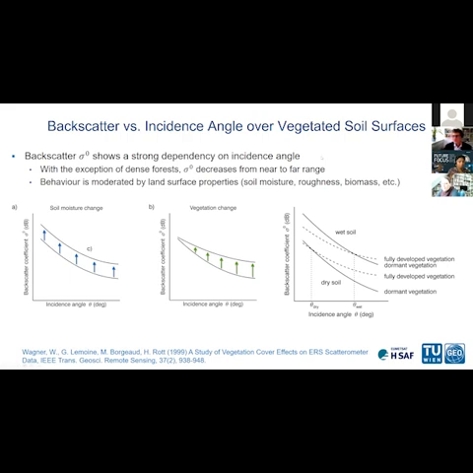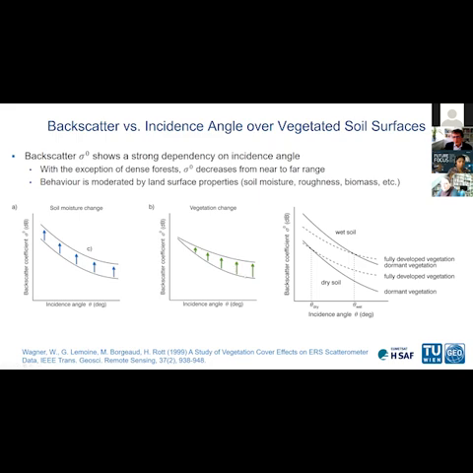So what does a typical backscatter signal over land surfaces look like with incidence angle? If we have a particular point over the land surface, backscatter typically decreases with incidence angle, coming from near range to the far range of the swath. And if soil moisture changes, backscatter typically goes up along the whole swath.